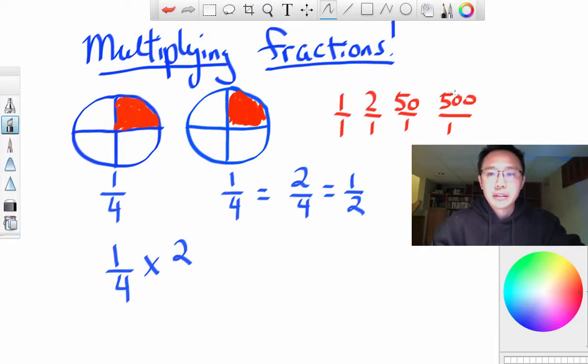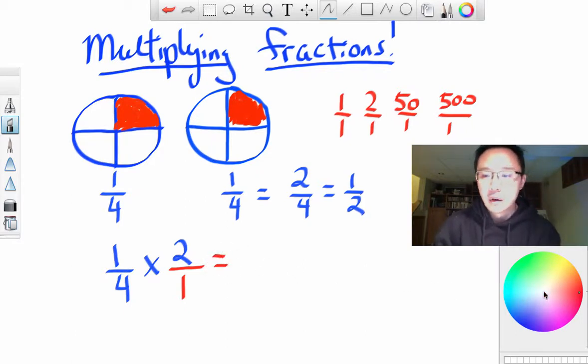Put it into your calculator. 500 divided by 1 is 500. 50 divided by 1 is 50. 2 divided by 1 is 2. 1 divided by 1 is 1. So for this one, it doesn't look like a fraction, but it actually can be written as a fraction if you put that invisible 1 there.